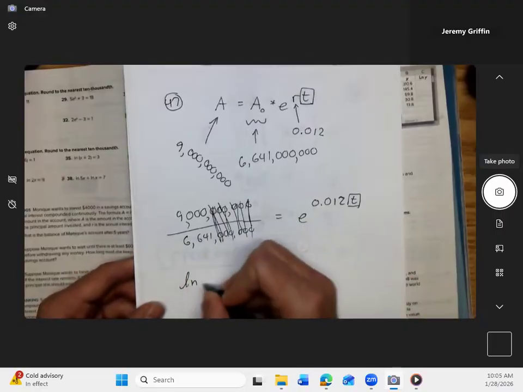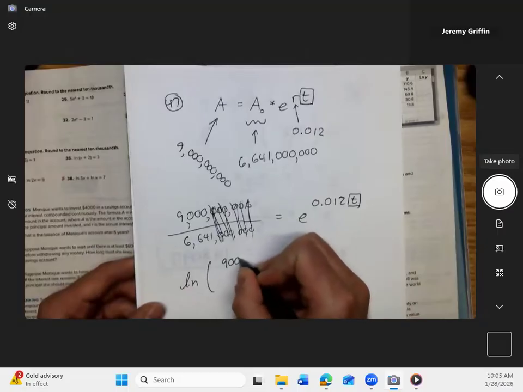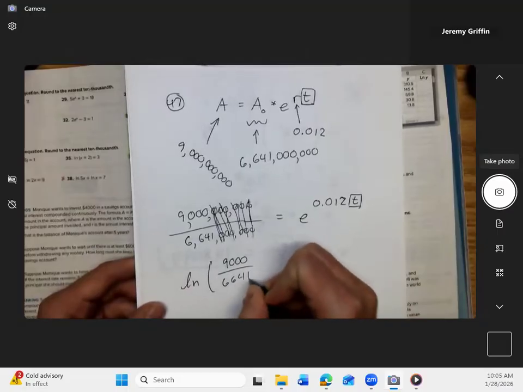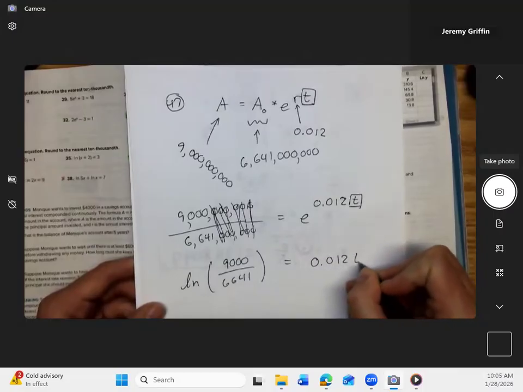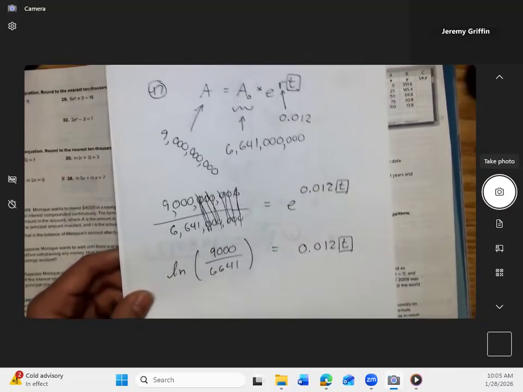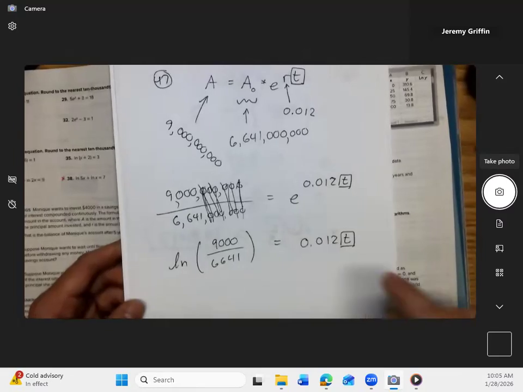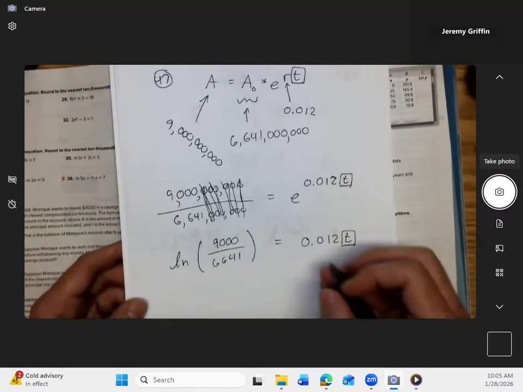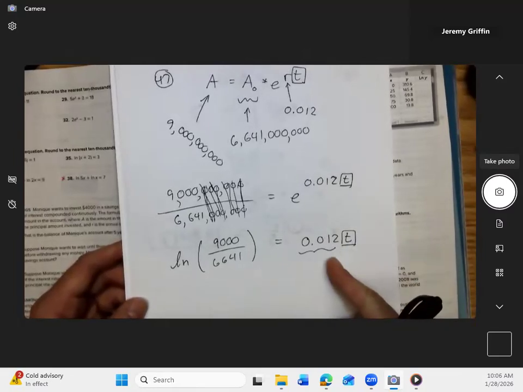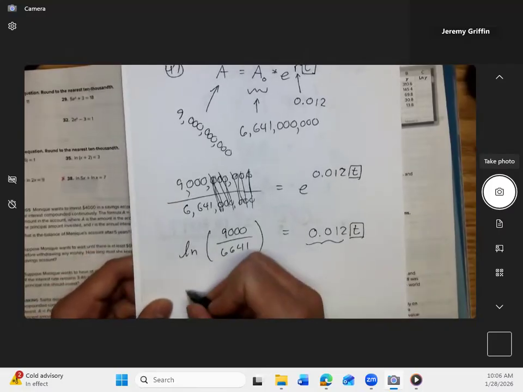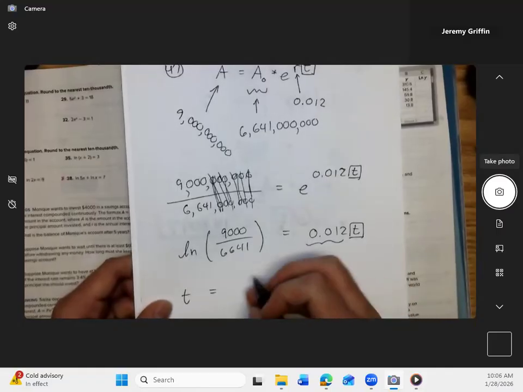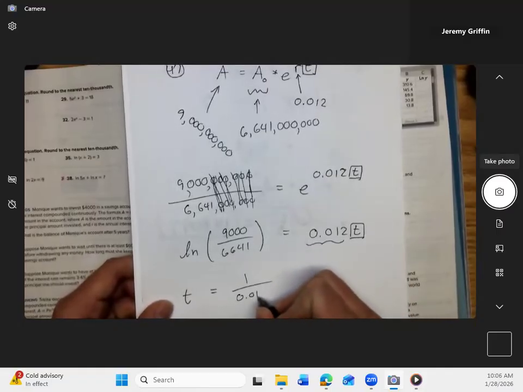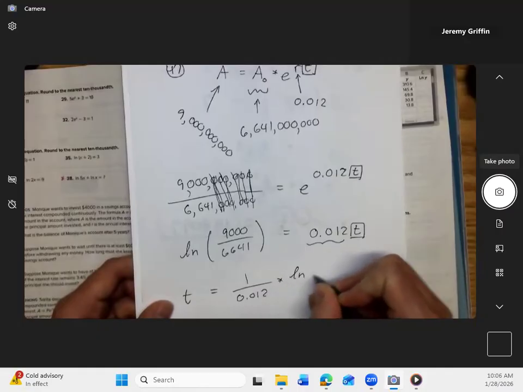So if I take the natural log of this over this, that's the same thing as 0.012t, right? And what's the last step? How do you solve for t? Divide this r down. So the amount of time to reach the population of 9 billion would be 1 over 0.012 times natural log of this ratio.